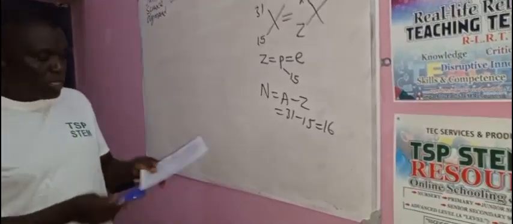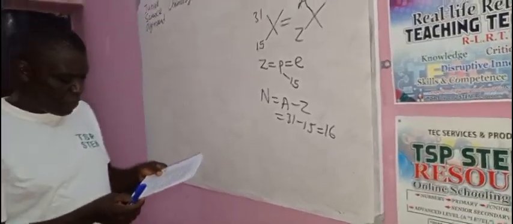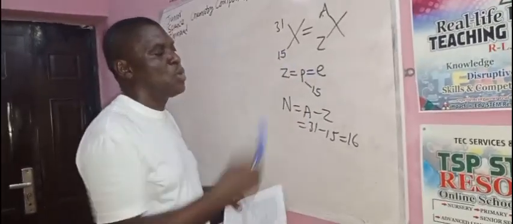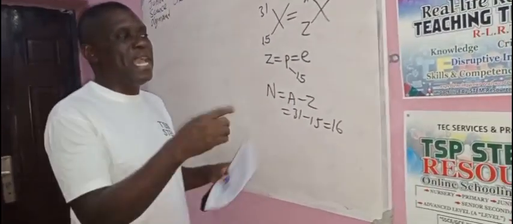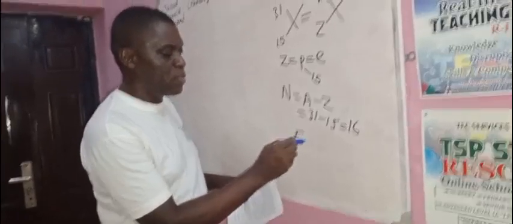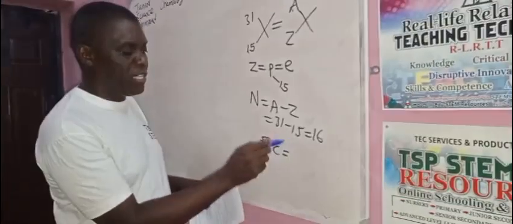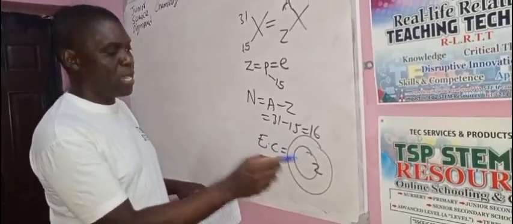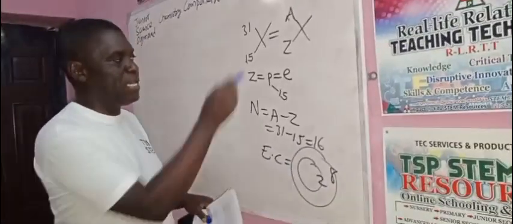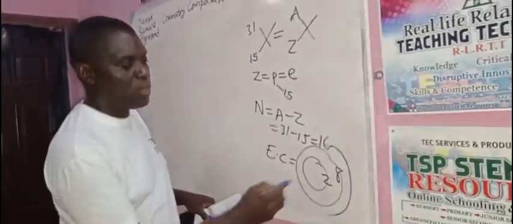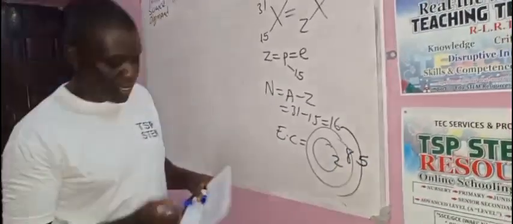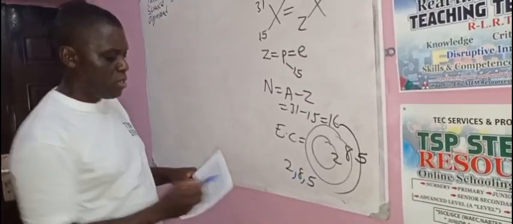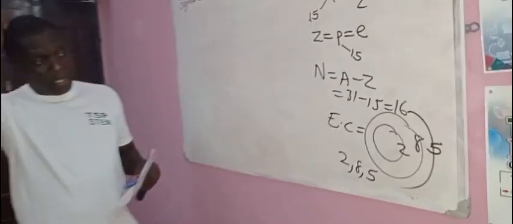Okay? So the answer is still 15. That is the number of protons. If they ask how many electrons, the electron is also 15. If they ask you the electronic configuration, EC, how the electrons are distributed, the first shell will carry 2 electrons. The next shell will carry 8 electrons. 2 plus 8, 10 out of 15. The third shell will carry 5 electrons. So that is it. So the electronic configuration is 2, 8, what? 5. Okay? Take note of that.